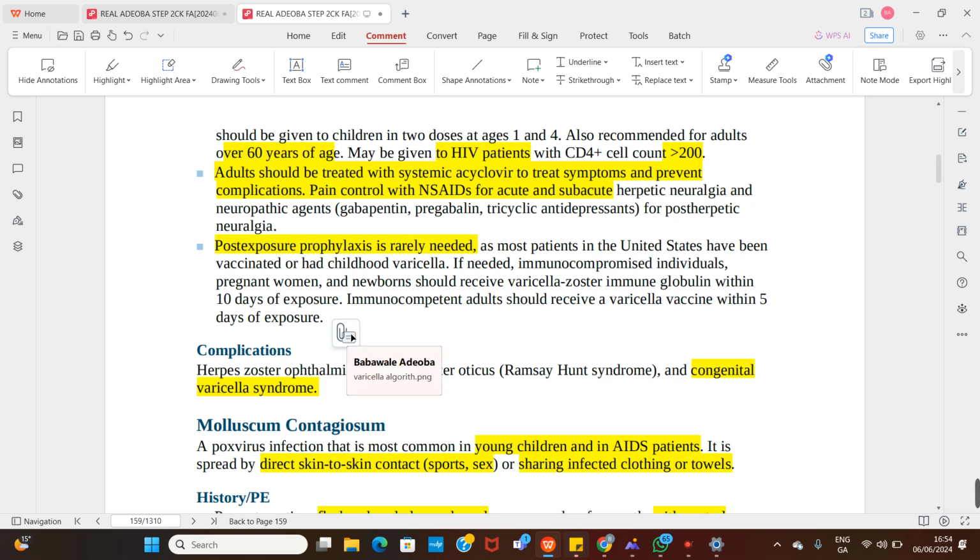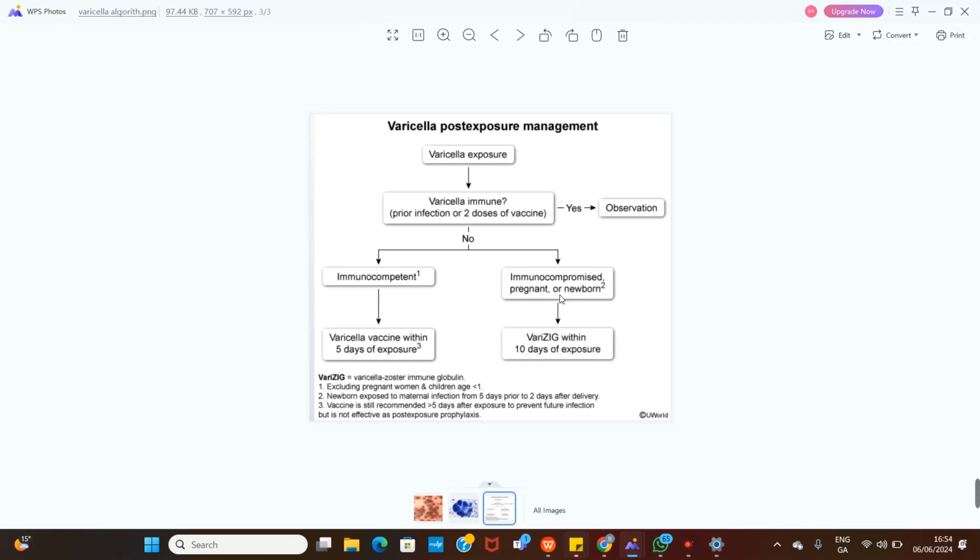That's the first thing. So let's look at the algorithm I have here so that I will not just be saying it blindly. You get a question that somebody got exposed to varicella, and the next thing they will ask you is to decide what you are going to do. So ask yourself from the question stem, can you identify if this individual is immune to varicella? Because if the individual is immune to varicella, you don't need to do anything, just observe. And how do you know? Has the person been infected with varicella before? If they said yes in the question, just observe.